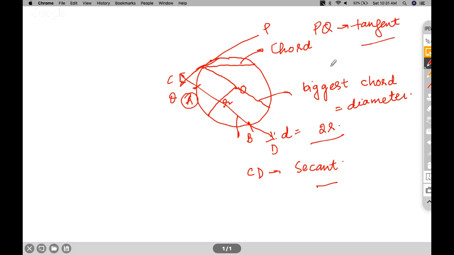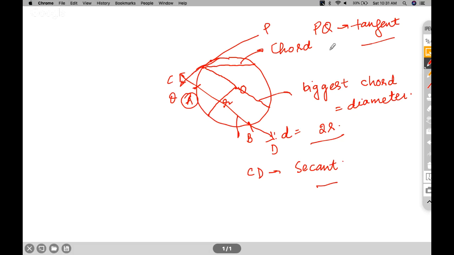I want all of you to be with your R.S. Agarwal because I'll be taking theorems of R.S. Agarwal directly.